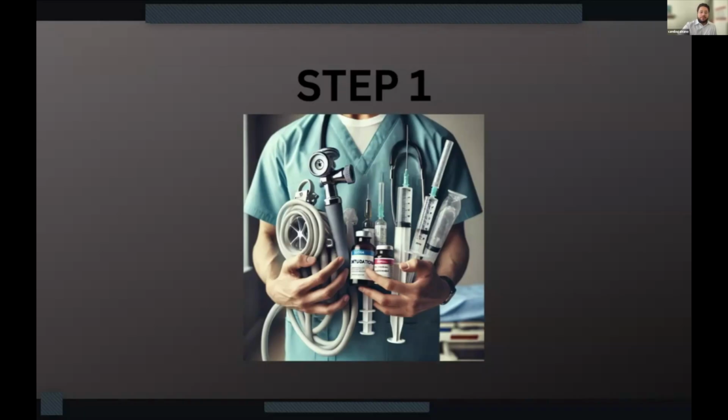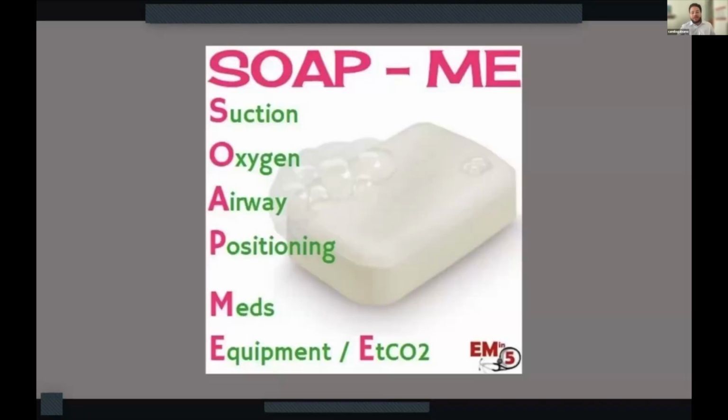What I think about for this step is having a mnemonic in place or maybe a checklist. I grew up on the SOAP-Me mnemonic, which stands for suction, oxygen, airway, positioning, meds, equipment, and tidal CO2. I don't think it matters which mnemonic or checklist you have, but as long as you have one, you'll be less likely to have any of your devices missing.